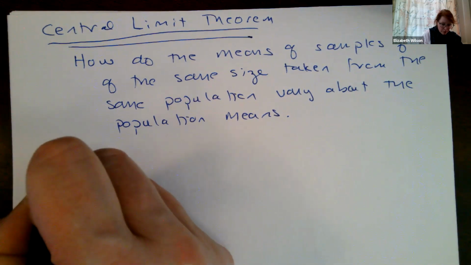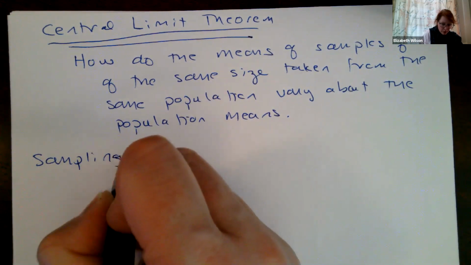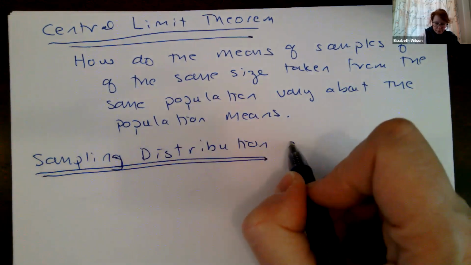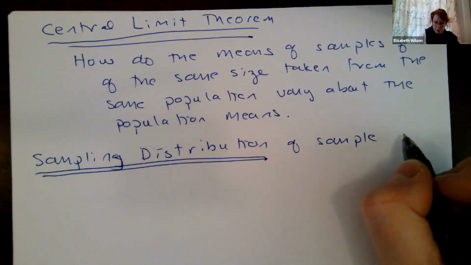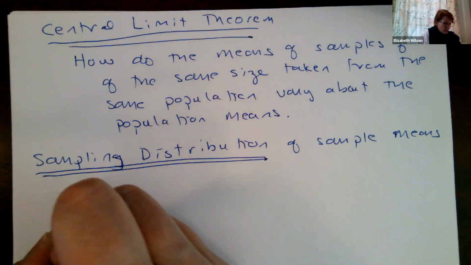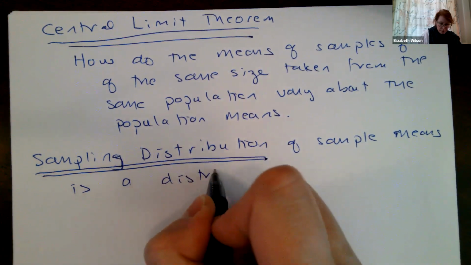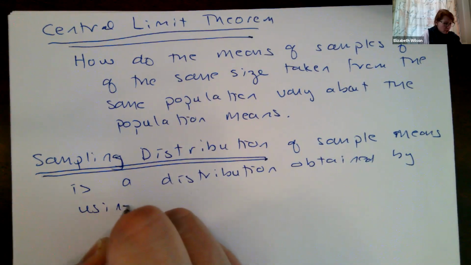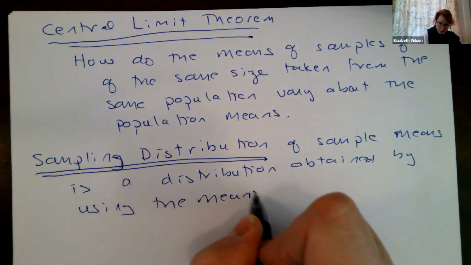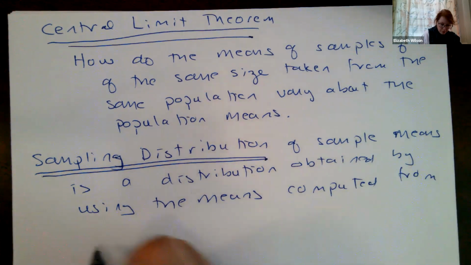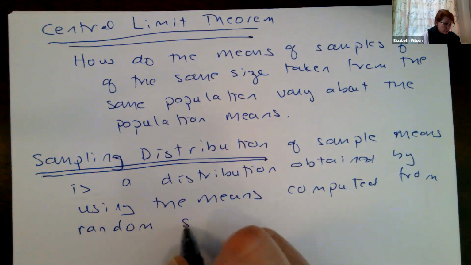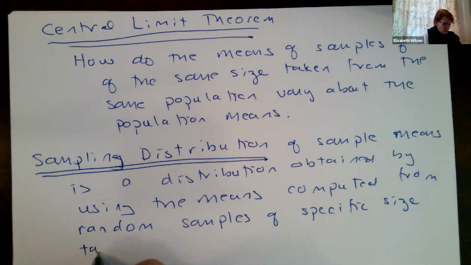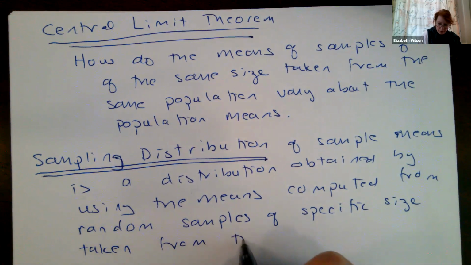Okay, so the sampling distribution of sample means is a distribution obtained by using the means computed from random samples of specific size taken from the population. Let me write these down and then we'll talk about it.